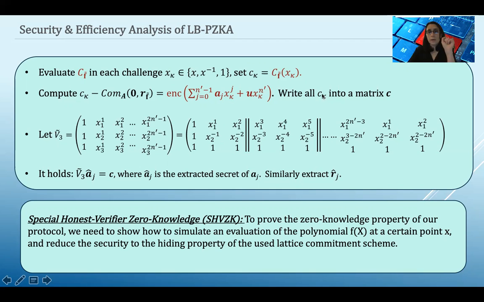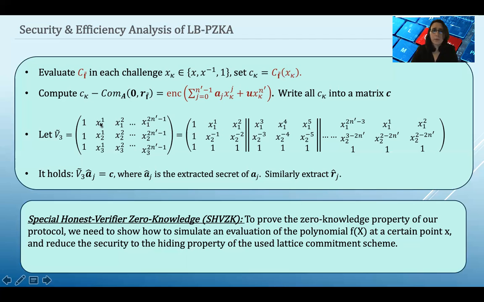Then we can write CK into a matrix C, one for each of the challenges. Then we define a Vandermonde matrix V3 as follows. This is a Vandermonde matrix which consists of 2n' minus 1 columns. And this is the size of Vandermonde matrix which we need in order to extract the corresponding witness.